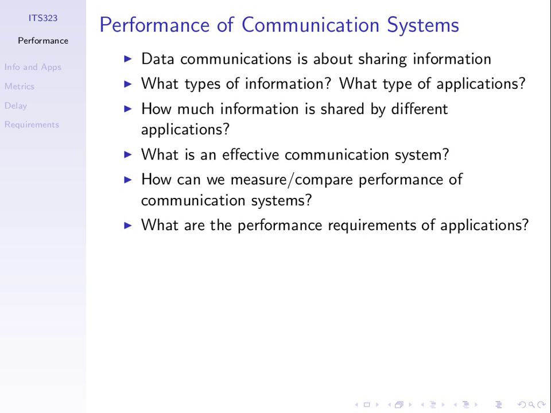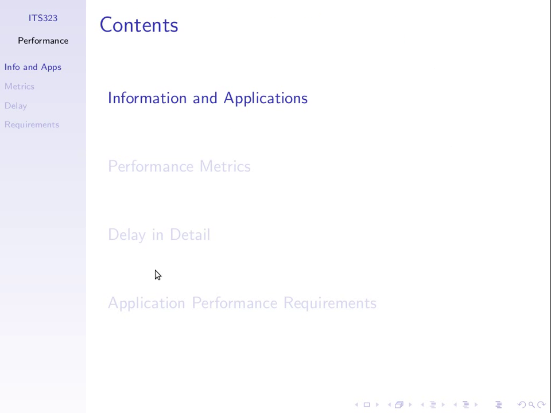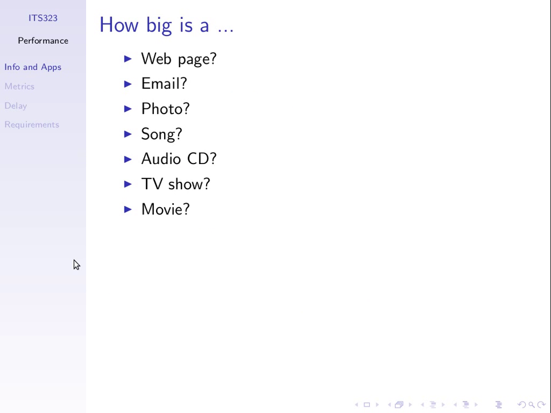What we looked at towards the end of the previous lecture was different types of information. Quite simply, we looked at some examples of how big is a web page? How big is a song or a movie? And we did a few calculations to give an idea of typical sizes of information we want to transfer. Towards the end of this topic, we'll try and say, if we want to transfer a movie, a photo, a web page from one entity to another, what does the user require in terms of performance? That's what we'll get to at the end of this topic.